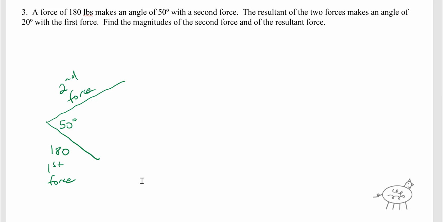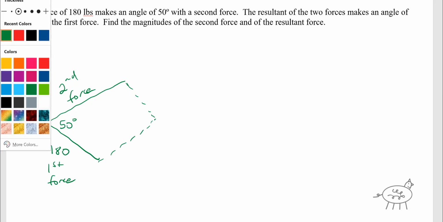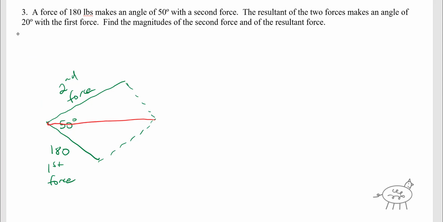The resultant of the two, so right away I'm going to draw a parallelogram here, guys. It's a horrible parallelogram, but that's okay. Not the best in the world, but that's okay. So here is the resultant. That's 50 degrees the whole way. The resultant of two forces makes an angle of 20 degrees with the first force, so this is 20 degrees right here. That is all the information that's given. They ask you to find the magnitudes of the second force and the resultant force.